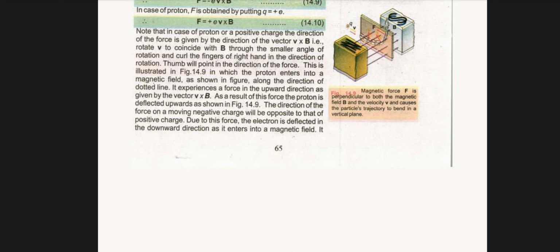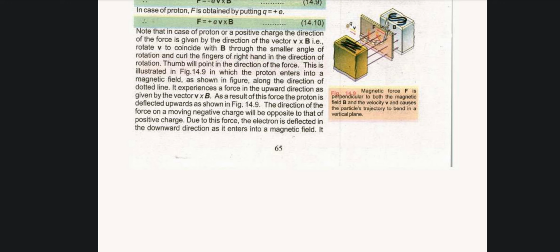Rotate v to coincide with B through the smaller angle of rotation and curl the fingers of the right hand in the direction of rotation. The thumb will point in the direction of the force. This is illustrated in figure 14.9, in which the proton enters into the magnetic field, as shown in the figure, along the direction of the dotted line. It experiences a force in the upward direction as given by the vector v into B. As a result of this force, the proton is deflected upwards.